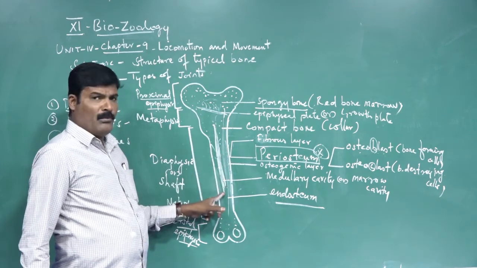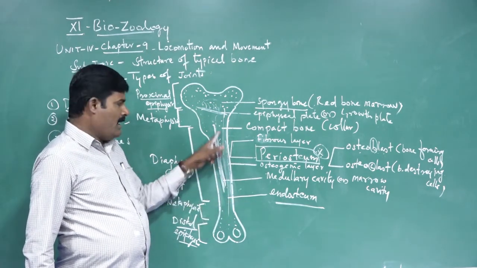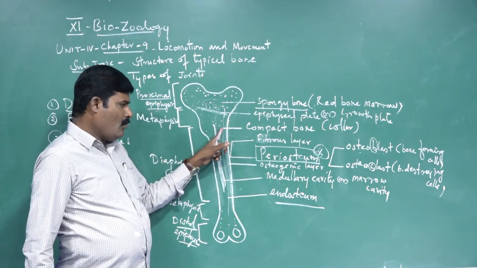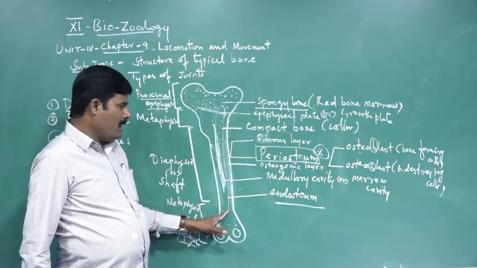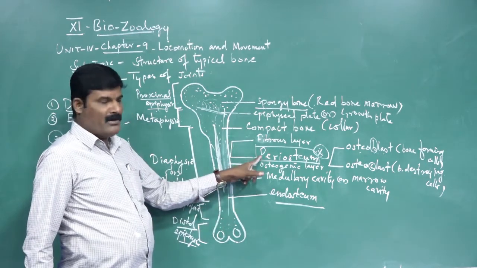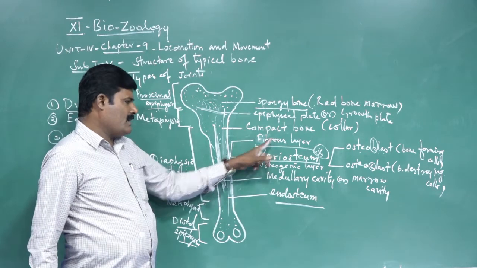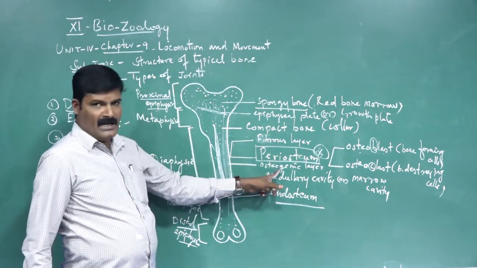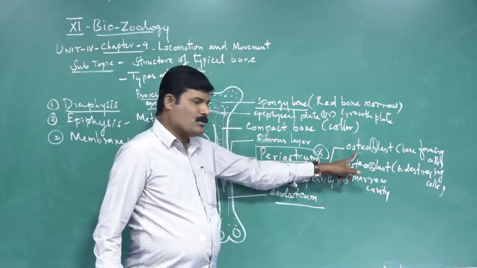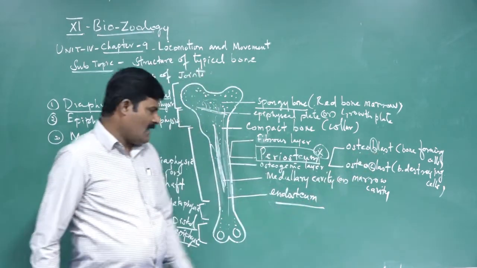What is called the compact bone? The compact bone is thicker and a tubular structure. It forms the collar of the bone and the entire length of the bone. Next, the total surface of the bone is covered by the periosteum. It consists of an outer fibrous layer and an inner osteogenic layer. The osteogenic layer produces two types of cells: one is osteoblast cells, another is osteoclast cells.